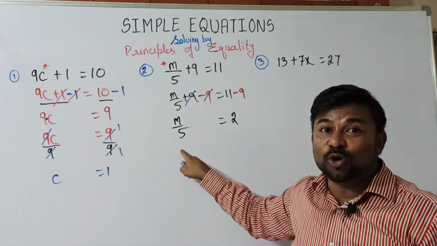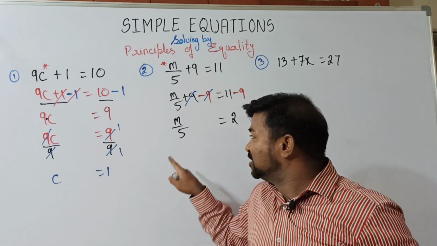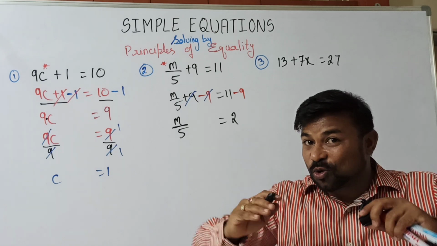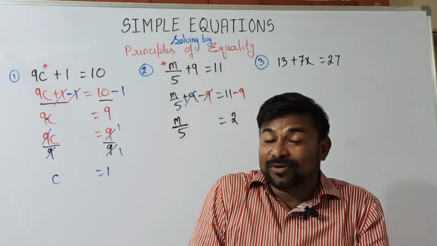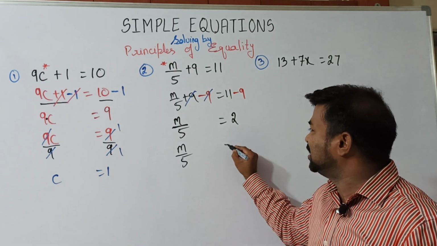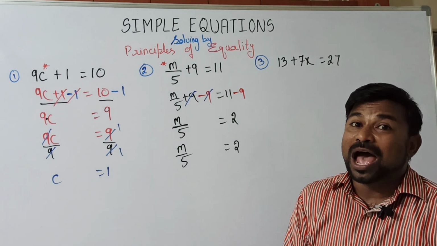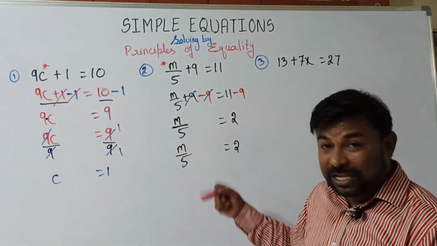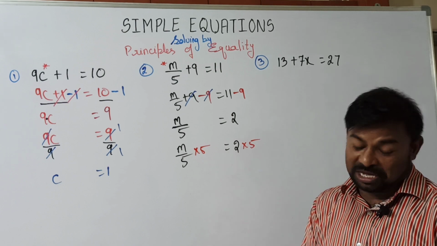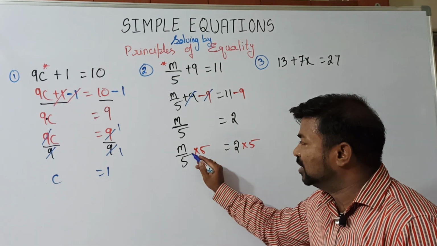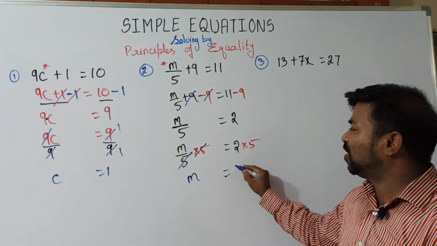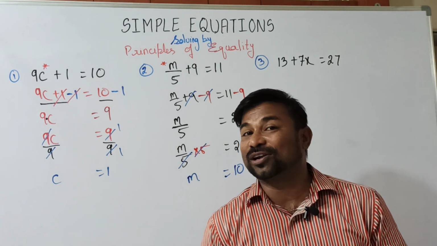Now we have the close friend also, who is very close. Who is that? 5. What is he doing? He is dividing. So what's the opposite of division? Multiplication. So m by 5, I am doing the opposite of division, which is multiplication. Now this and this cancel, and m equals 2 into 5, which is 10. So we got the value of m.